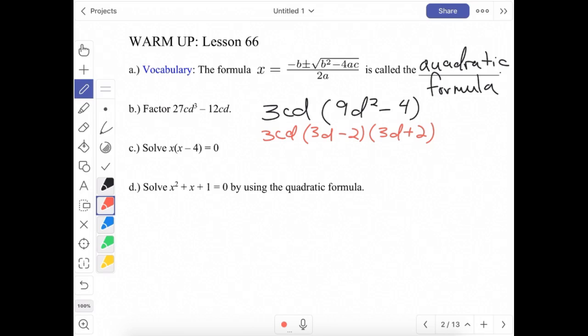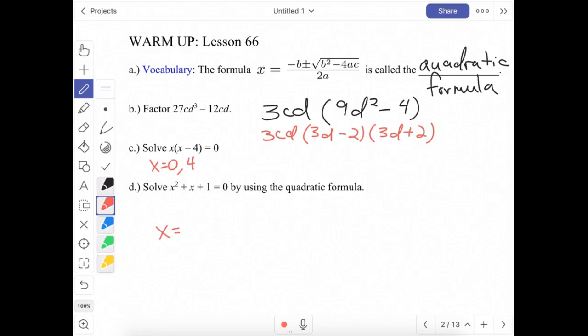The next one, if you are solving when those two things are set equal to 0, one of our answers, we just have x on the outside, so that x would be equal to 0. And then x minus 4 equals 0, we just have to add 4 to both sides, so x is equal to 0 and 4.